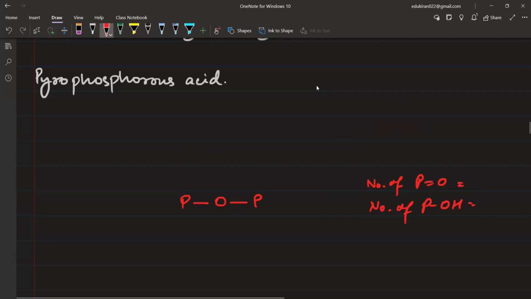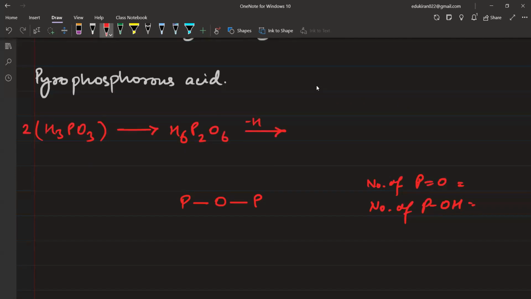So what will be phosphorus acid? H3PO3. Very good, H3PO3. So twice of H3PO3, it is going to be H6P2O6. And remove a water molecule, you will have H4P2O5. ठीक है? So it is pyro, तो यहाँ पे POP होगा.